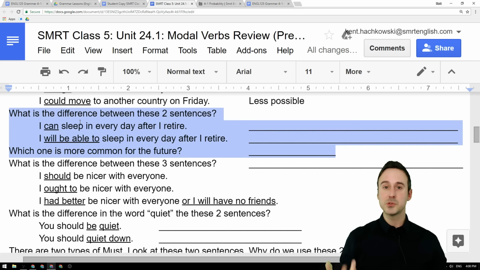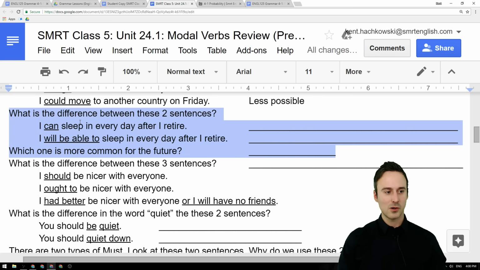And number two is definitely a future idea because we use be able to. I will be able to sleep in every day after I retire. So both ideas are in the future. Which one is more common in this situation? I can sleep in every day after I retire, or I will be able to sleep in every day after I retire. Which one do you think is the more popular option? Able is a little bit different, that one. Yeah, they're all future.